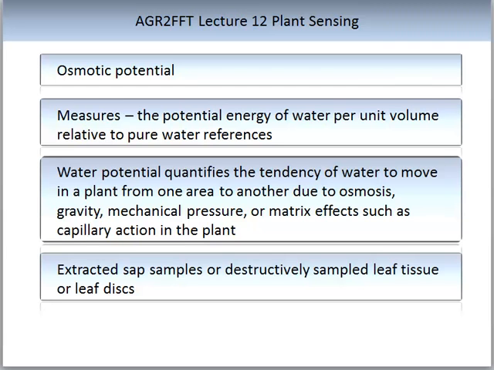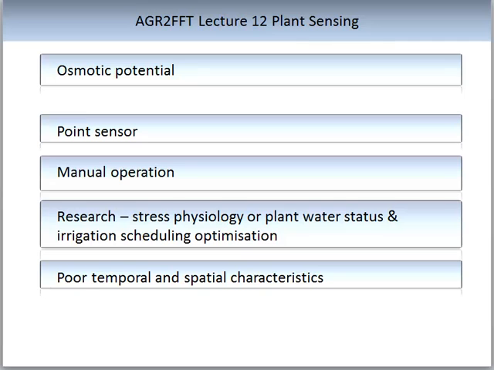It tends to be conducted on extracted sap samples or destructively sampled leaf tissues or leaf discs, and currently is not automated. The sensing of osmotic potential currently is a point sensor and can only be conducted by manual operation, to the best of my knowledge. It tends to be conducted in research when looking at stress physiology or plant water status research, and particularly used in irrigation scheduling optimization research. It has both poor temporal and spatial characteristics.